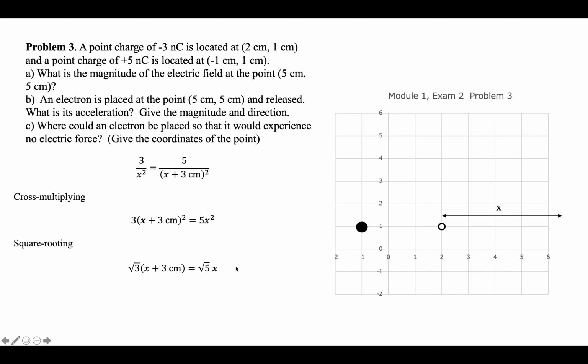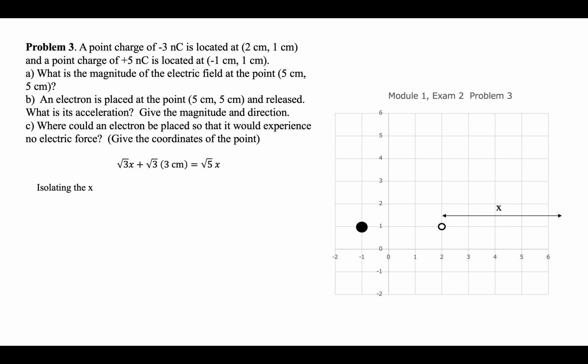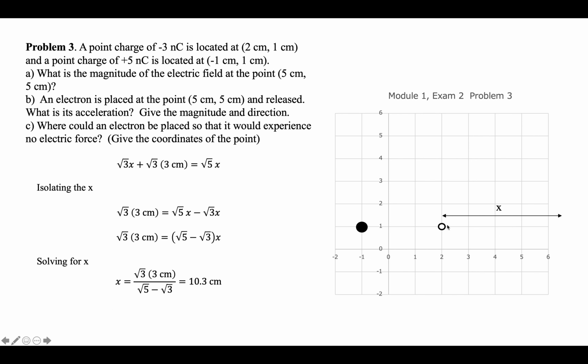We can distribute the square root of 3 in there. We can subtract square root of 3x from both sides. We can factor out the x, divide both sides by the square root of 5 minus the square root of 3. And we get 10.3 centimeters from the 3 nanocoulomb charge. Now we have to get the coordinates of the point. X is 10.3, so the x coordinate is 12.3.